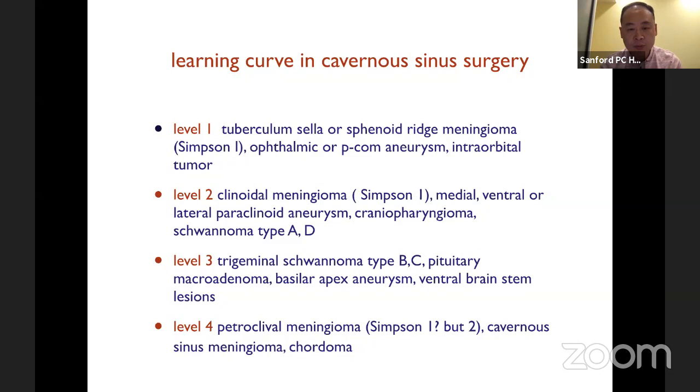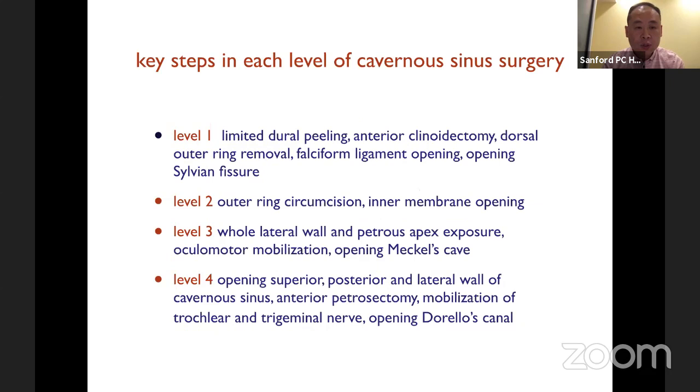And getting more experience, I tried to do the dumbbell-shaped trigeminal schwannoma, invasive pituitary microadenoma or basilar apex aneurysms. Then the most difficult for me is level 4, like a petroclival meningioma or the cavernous sinus meningioma. So for different levels, you have to be familiar with different techniques to deal with different pathologies.